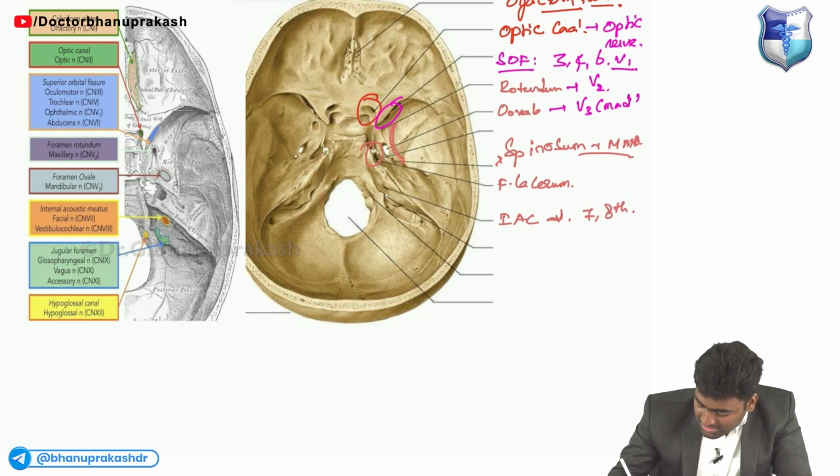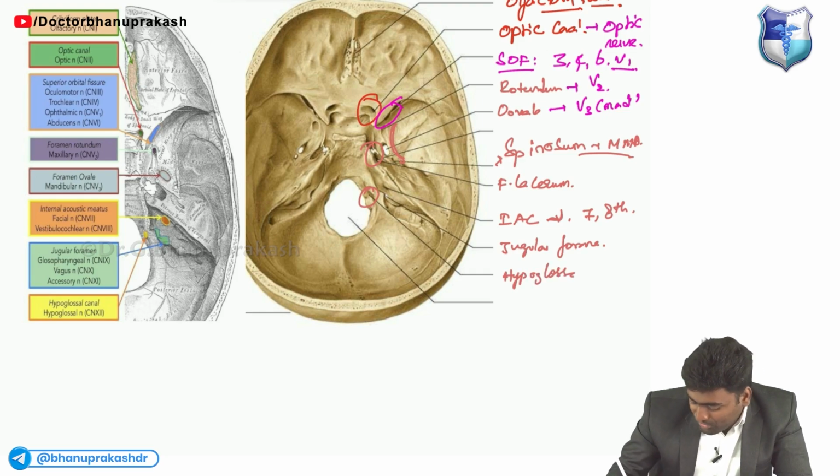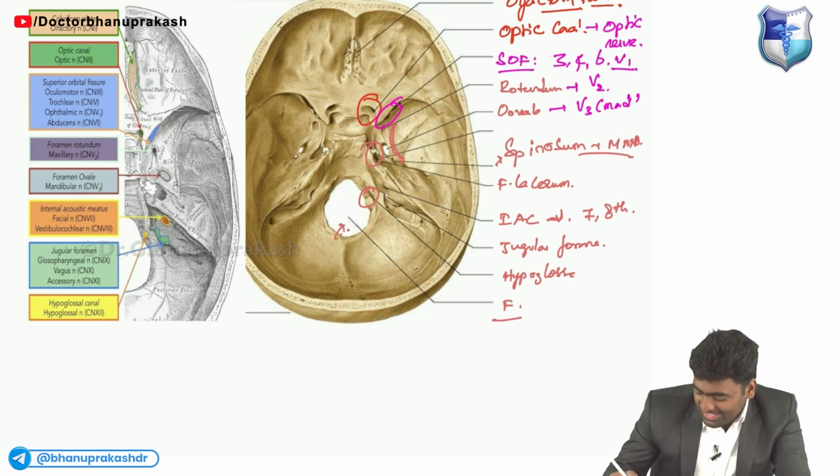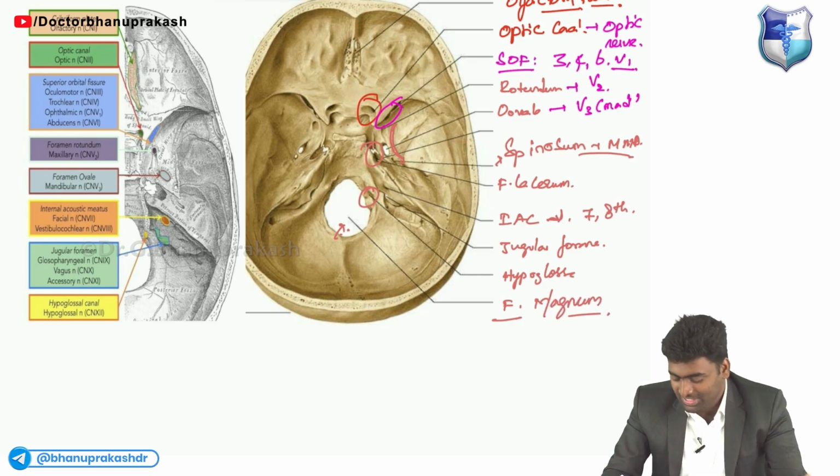And the next one is the jugular foramen. Here you will be able to see a canal which is known as the hypoglossal canal. And this is our main foramen. What is the name of this big foramen, guys? Yes, it is the foramen magnum, the biggest one. So these are the foramina.